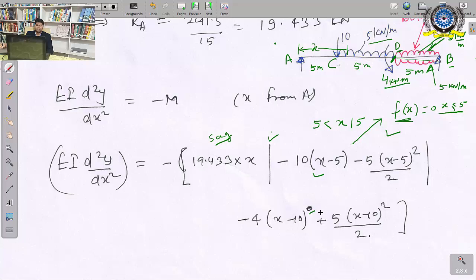You must remember these small adjustments which we are doing. Whenever there is a point moment, we will multiply it with x minus the distance to the power 0. Okay, this is also Macaulay's discontinuity function. These are called Macaulay's discontinuity function.